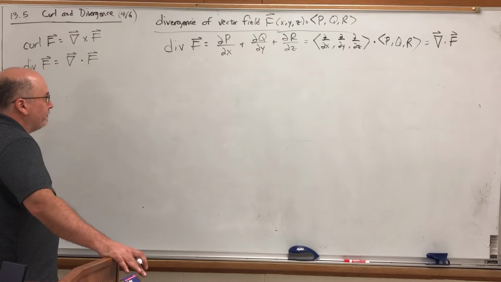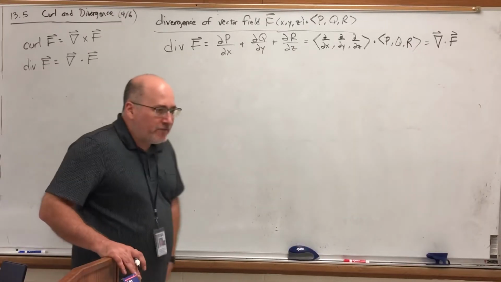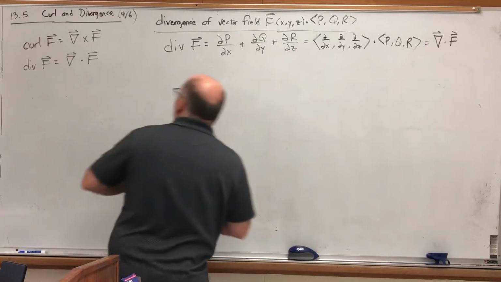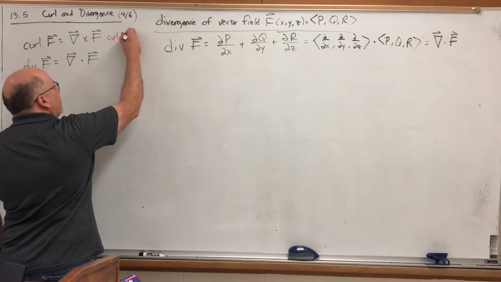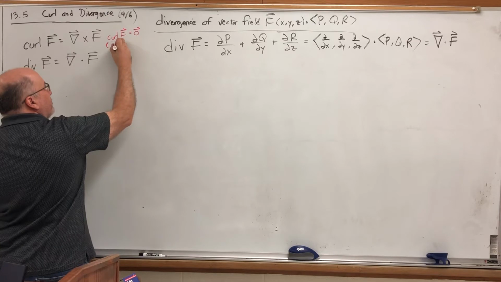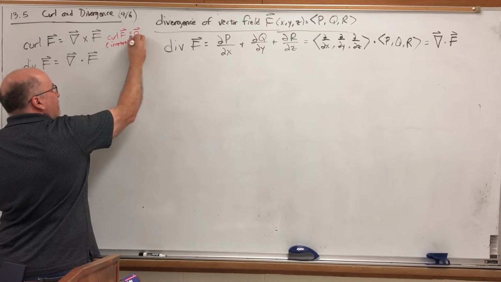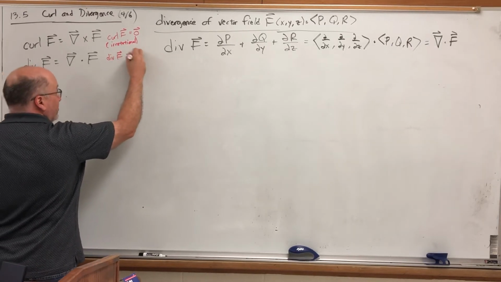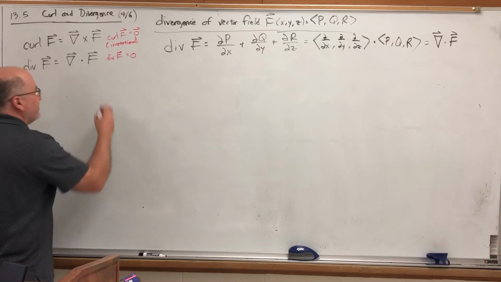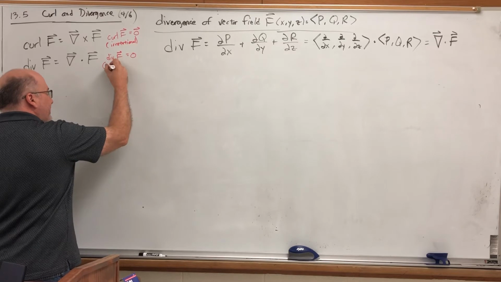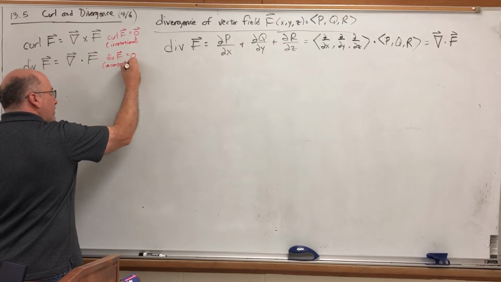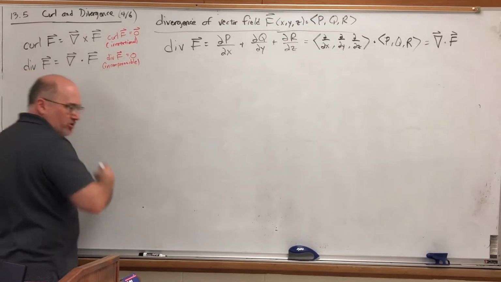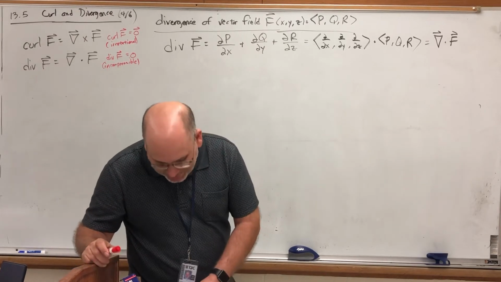Now, I forgot to mention this back in the curl videos, but if curl is 0, that means that there's no tendency to rotate. So when curl is equal to 0, that is called irrotational, because there is no tendency to rotate around that axis. When divergence is equal to 0, and it would be the number 0 because divergence is a scalar field, not a vector field, this is called incompressible. Meaning that your fluid or your gas is not being compressed in some certain direction. Incompressible.